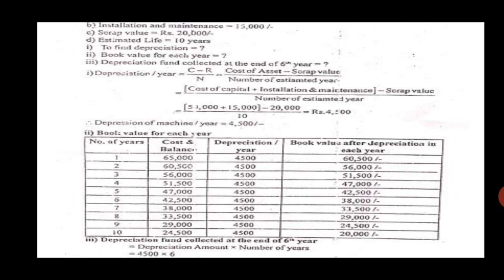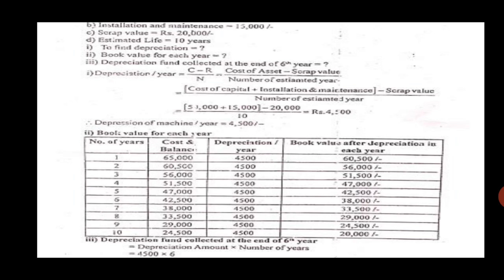Depreciation per year is equal to (C minus R) divided by N, where C is the cost of the equipment, R or S is the scrap value, and N is the life of the equipment. So the cost of the capital plus installation and maintenance, minus scrap value, divided by the number of estimated years, that is 10 years life.